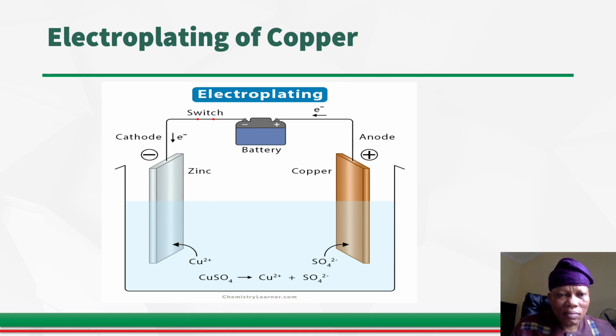Are you getting it now? This is the copper that needs to be plated now. It's at the cathode, while the copper that will be used to plate it is at the anode. So when the battery is switched on, electrons flow, as you can see, from the anode, the copper, and into the copper at the cathode for proper electroplating.